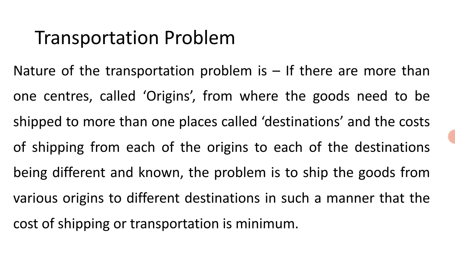Nature of the transportation problem is, if there are more than one center called origins from where the goods need to be shipped to more than one place called destinations, and costs of shipping from each of the origins to each of the destinations being different and known, the problem is to ship the goods from various origins to different destinations in such a manner that the cost of shipping or transportation is minimum.